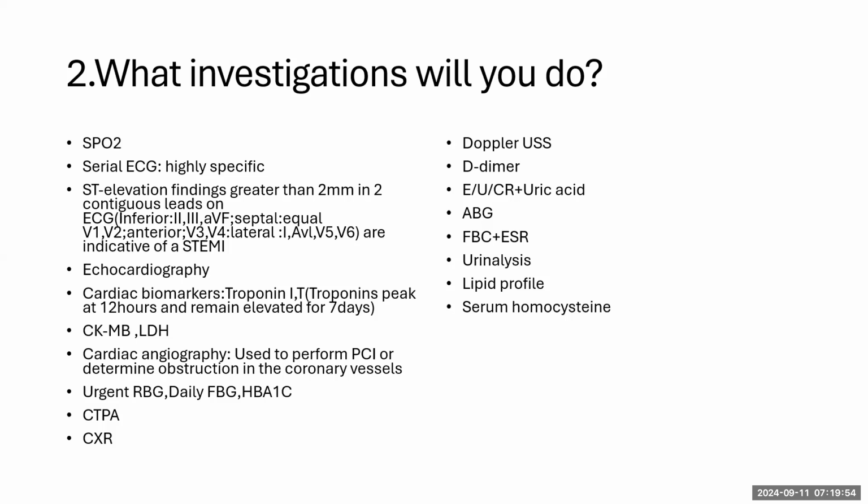Door to needle, if there is no PCI center, that is time to thrombolysis, should be within 30 minutes to revascularize with either streptokinase, alteplase or tenecteplase. But if it's a PCI center, then there is no need to waste time, the patient should immediately have a coronary angio and then either stent or CABG, depending on the findings. But a patient with diabetes and STEMI, if he has at least three vessel disease or a left main disease is affected, then that patient should go for a CABG.